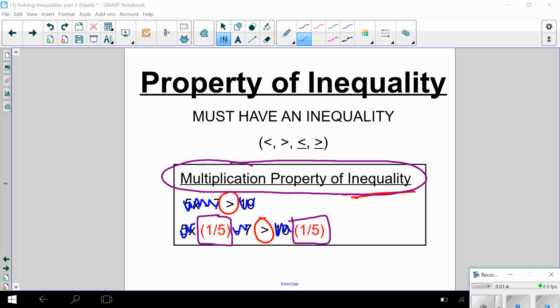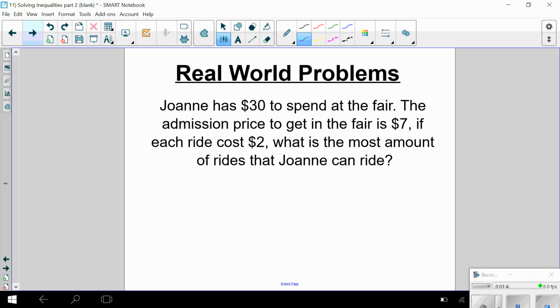Let's go ahead and look at some real-world problems. Joanne has $30 to spend at the fair. The admission price to get in the fair is $7. If each ride costs $2, what's the most amount of rides that Joanne can ride?